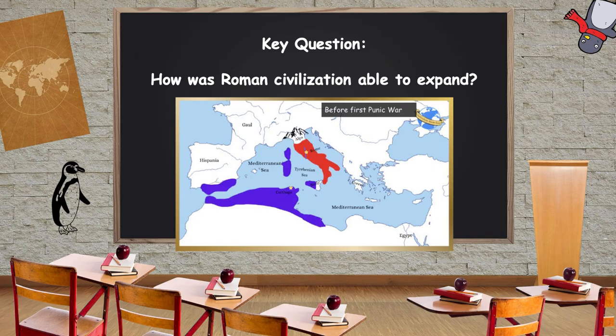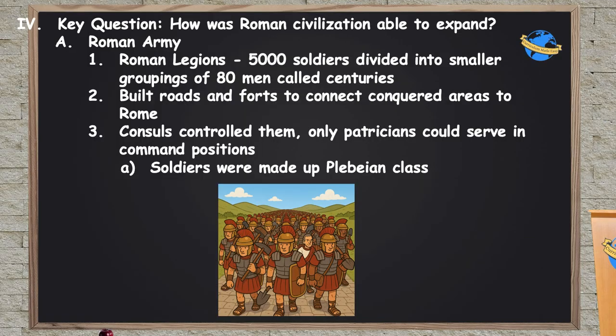Alright, let's move on to talk about how the Roman civilization was able to expand beyond the borders of its city. Predictably, at the core of this was the Roman army. Now, the Roman army was made up of mostly the Roman legions. Legions were a group of 5,000 soldiers divided into smaller groupings called centuries that were made up of about 80 men.